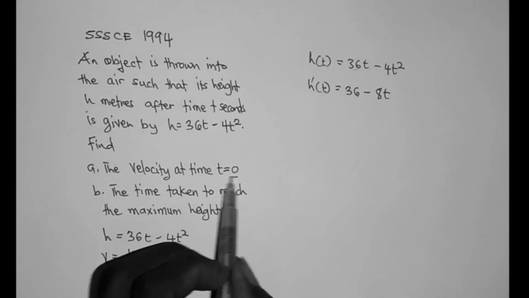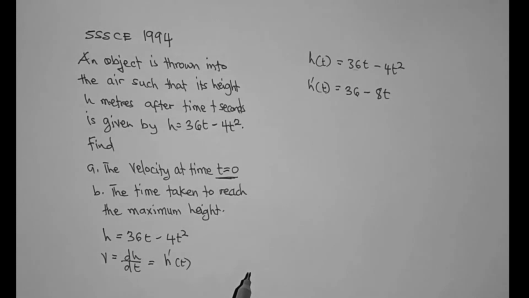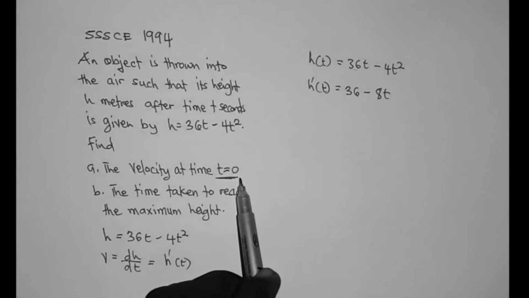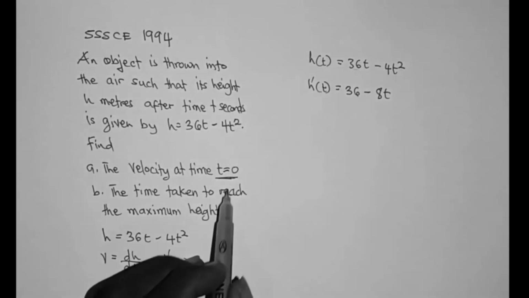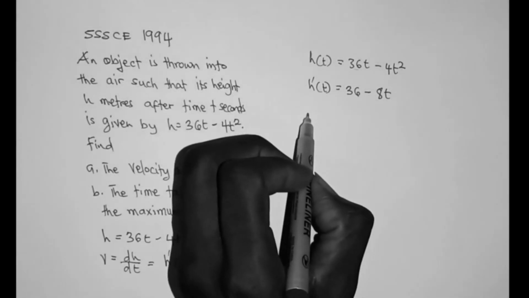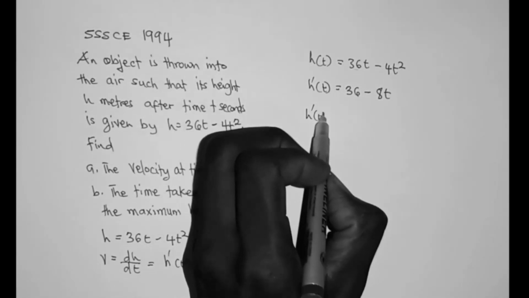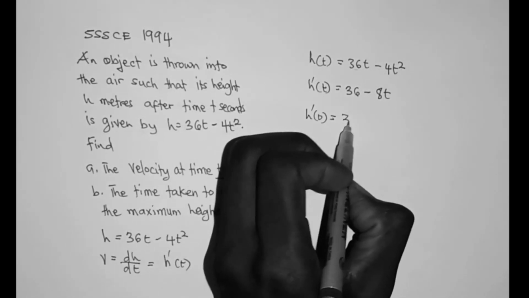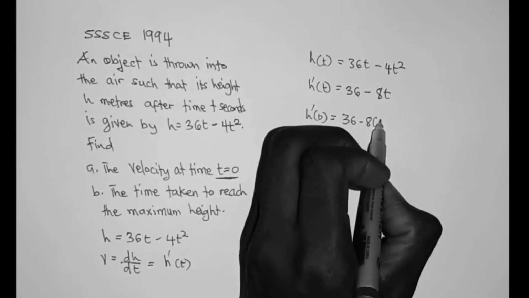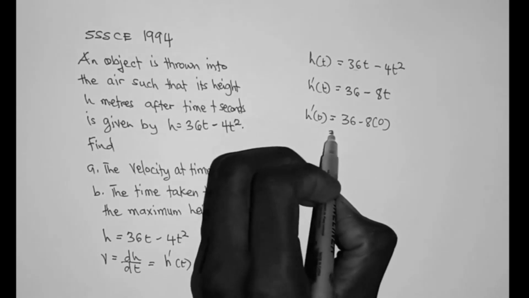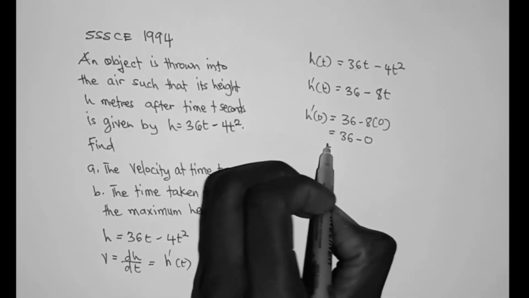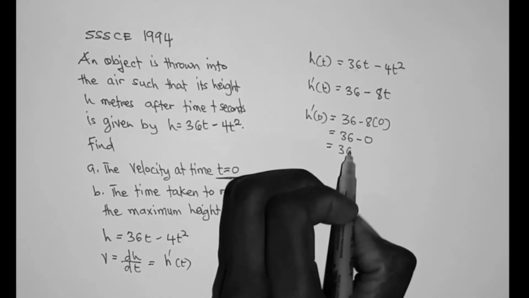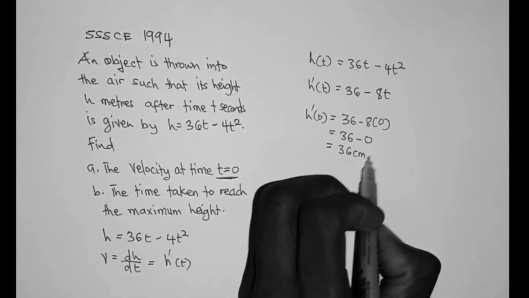But the question says that we should find the velocity at time t equals 0. That means that wherever we see t in this equation, we need to insert 0, which is the same as finding h prime of 0. And this is equal to 36 minus 8 times 0. 8 times 0 is 0, so that is equal to 36 centimeters per second.